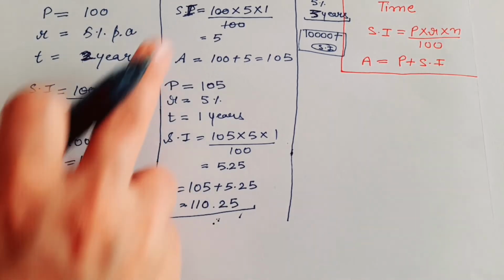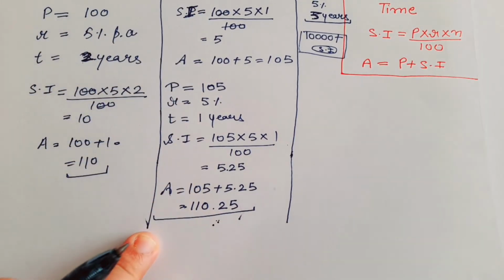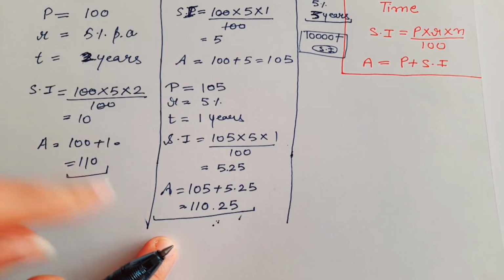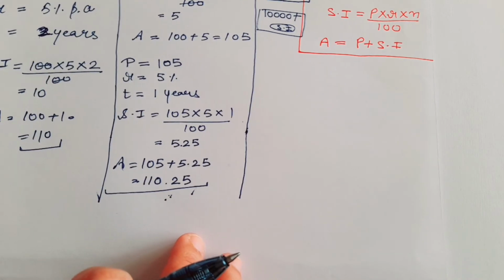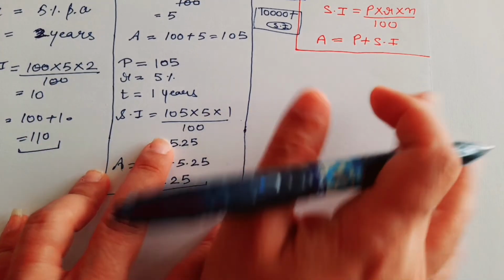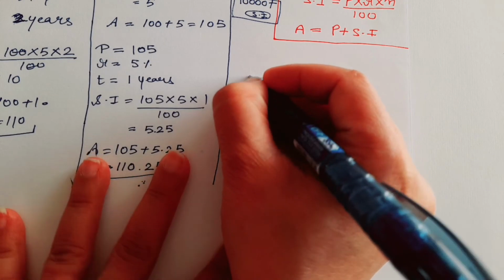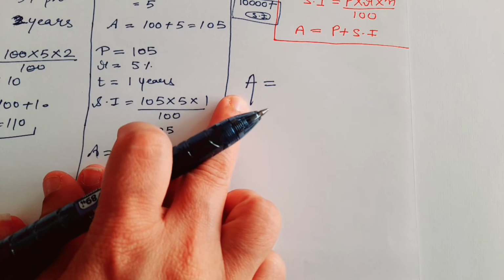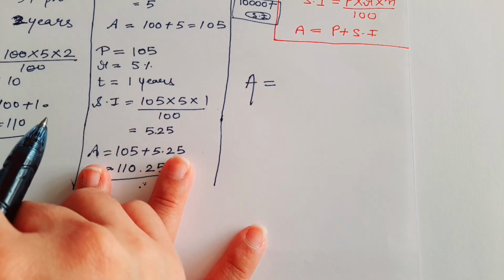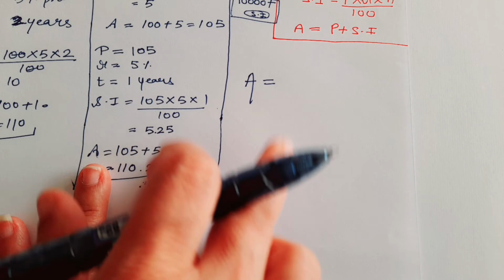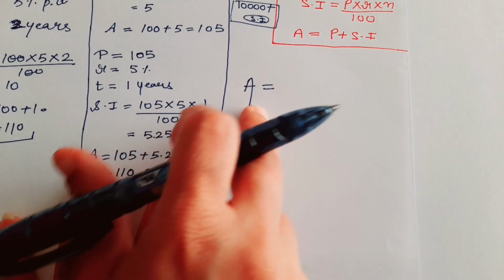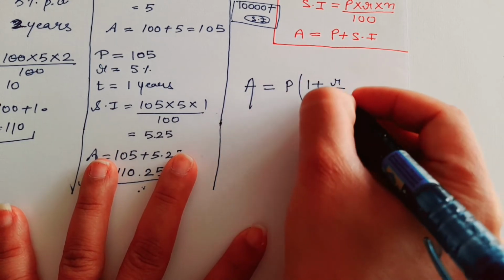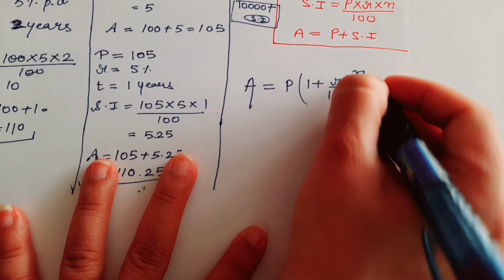Now if we want to calculate compound interest like this, it will be a very long procedure. So how do we calculate compound interest? I will tell you the direct formula. In compound interest you calculate the amount, not the interest. Interest we will calculate later. First we calculate the amount. What is the formula for the amount? A equals P times 1 plus R by 100, raised to the power n.